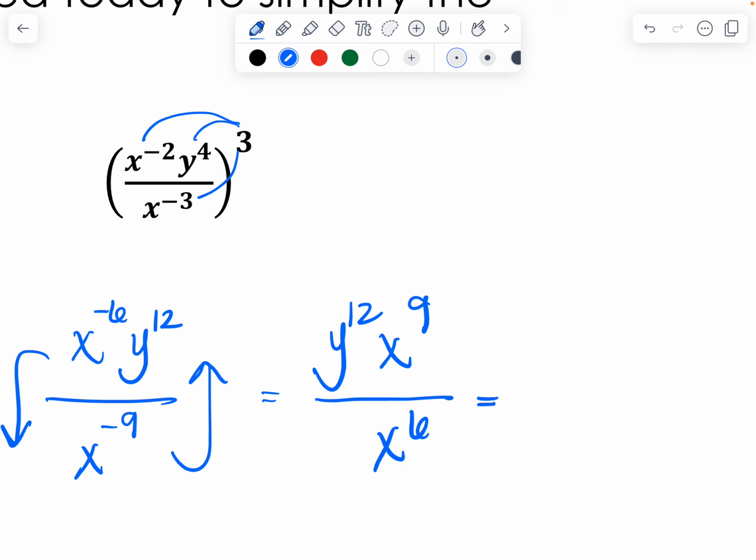Now I want you to notice x to the 9th over x to the 6th. Those are the same base, so those can be combined, right? I'll still have my y to the 12th, but now if I look at this, x to the 9th over x to the 6th, 9 is bigger than 6 by 3, so I leave 3 up top with the y.